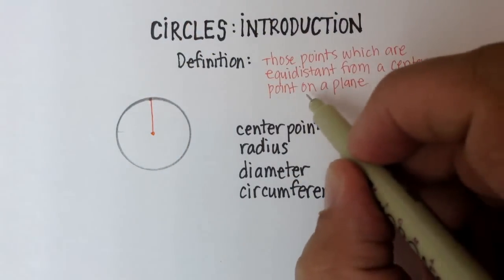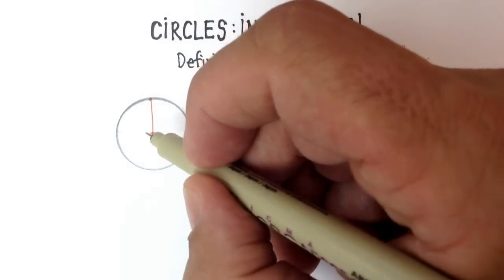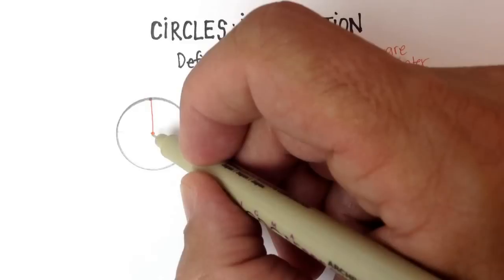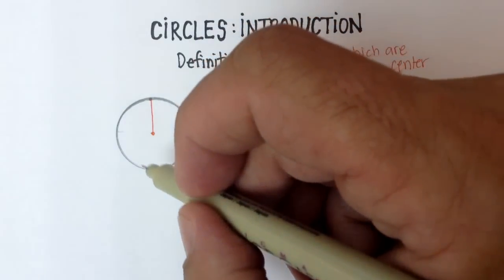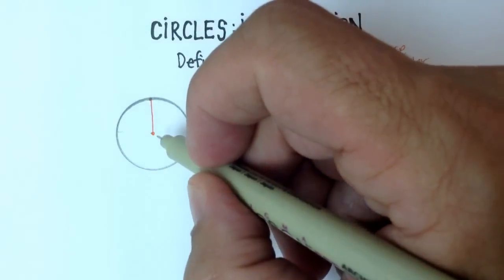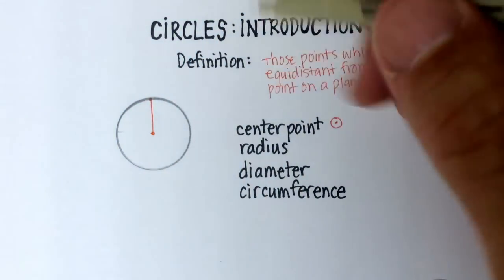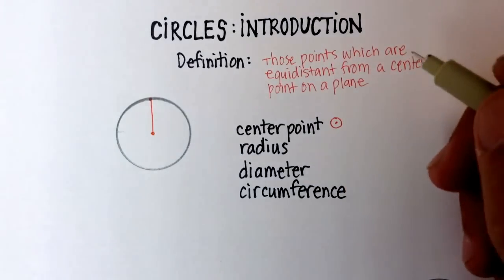Now that last part is important, because if I took that exact same distance and went straight up, for example, I would still be equidistant from that center point, wouldn't I? But I would also be equidistant here and here and here and down below that point. I would be creating a sphere if I did that. But we're more concerned with what it looks like on a flat plane.